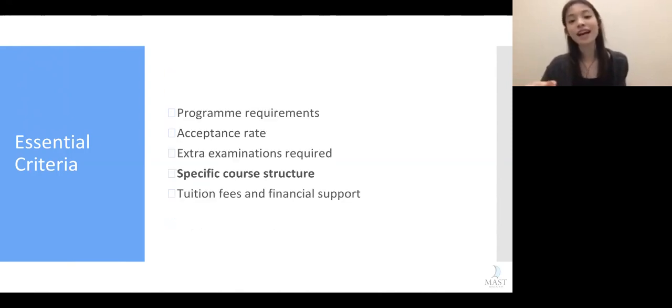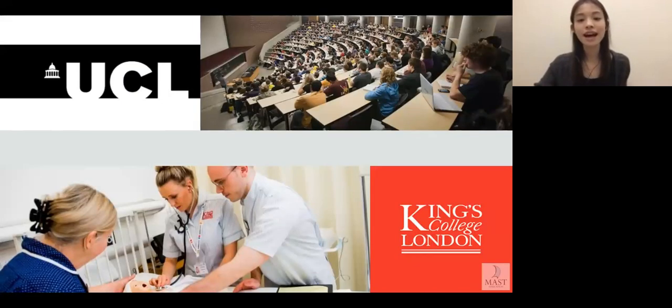After that, you should be looking at specific course structures. What I mean by specific course structure is that, for example, I applied for geography, and for both of these universities, UCL and King's, both were geography Bachelor of Arts programs, but the course structure was very different.